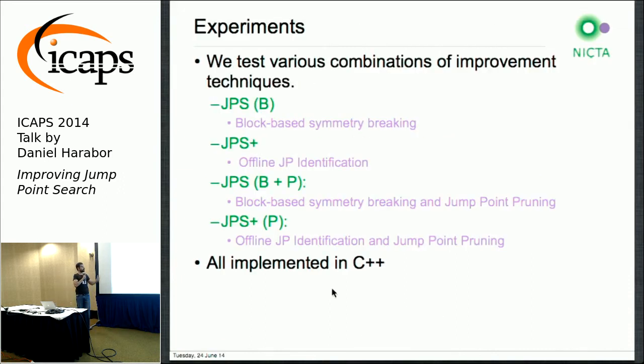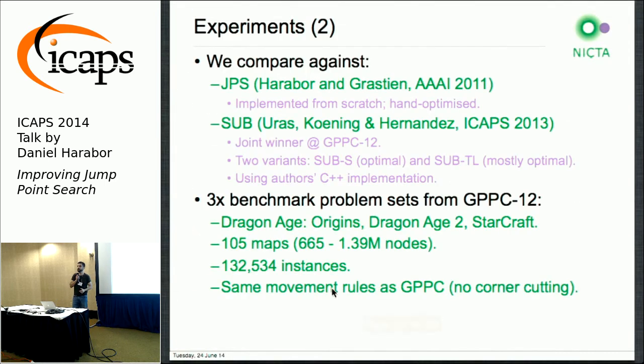So experiments. We tested a bunch of these different algorithms. So JPSB, in the results I'll show you, refers purely to the block-based asymmetry breaking stuff. JPS Plus is purely just the pre-processing stuff. And then we have JPSB with the pruning and JPS Plus with pruning, all in C++. And we compare against the 2011 version of jump point search, and we also compare against the very recent algorithm that was presented at last year's ICAPS called SUB. So SUB is a pre-processing based pathfinding technique. It's really, really fast. Okay, it was one of the joint winners of the 2012 pathfinding competition.